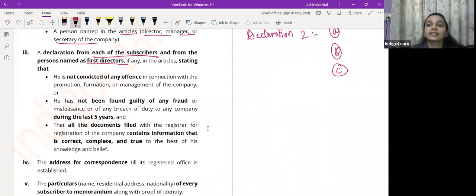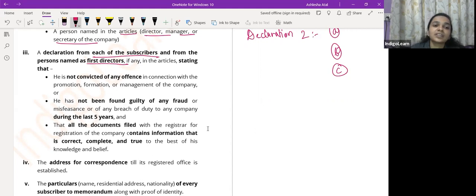So कौन दे रहा है ये सेकेंड वाला डिक्लेरेशन? ये सेकेंड वाला डिक्लेरेशन दे रहा है persons who are named as subscribers, मतलब whoever is the subscriber to the memorandum, and the persons who are named as first directors. If there's any person who has been named as the first director of the company, then that person also has to give this declaration. Now, what are the things which are to be stated in this declaration?